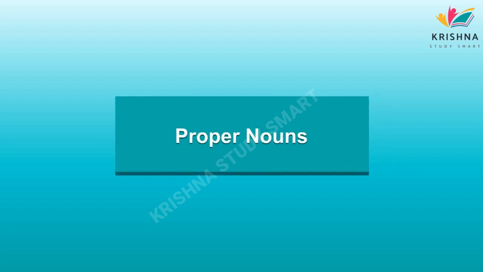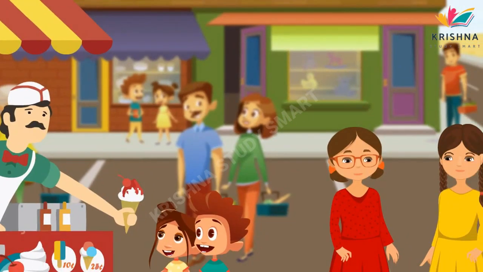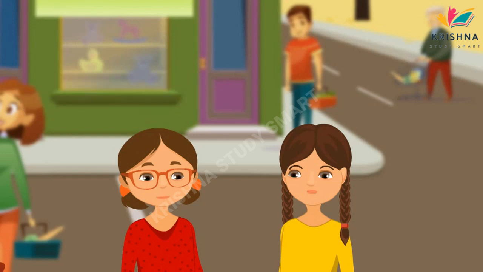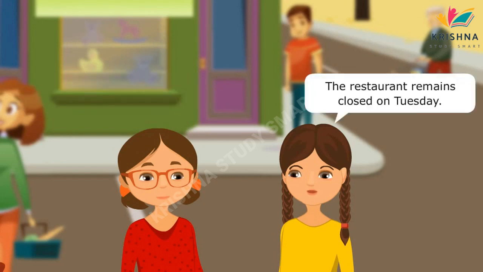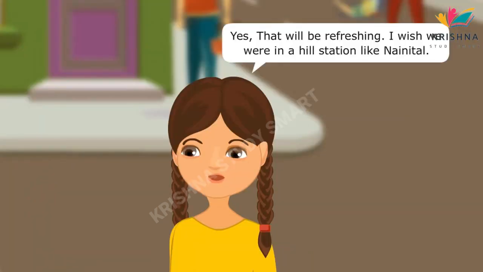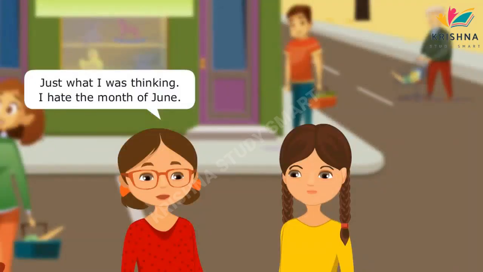Proper nouns. Isn't the market too crowded today, Himani? Yes, it is. Let us have lunch at Ritz Restaurant after shopping. The restaurant remains closed on Tuesday. It is very hot. Let us have a Pepsi. Yes, that will be refreshing. I wish we were in a hill station like Nainital. Just what I was thinking. I hate the month of June.